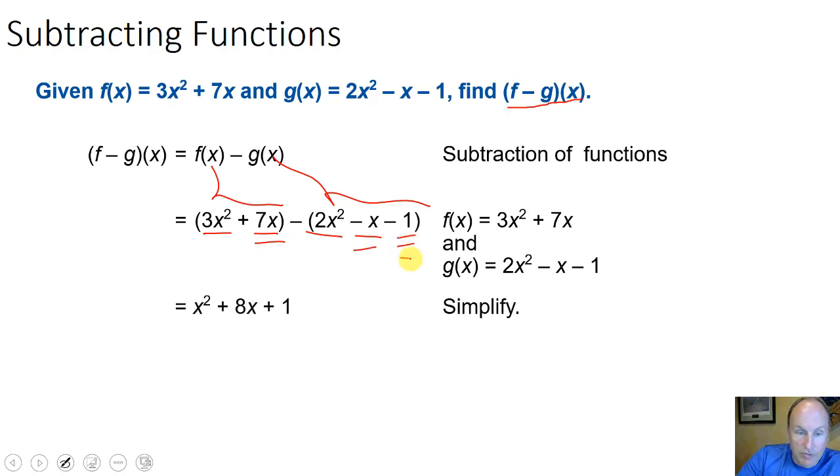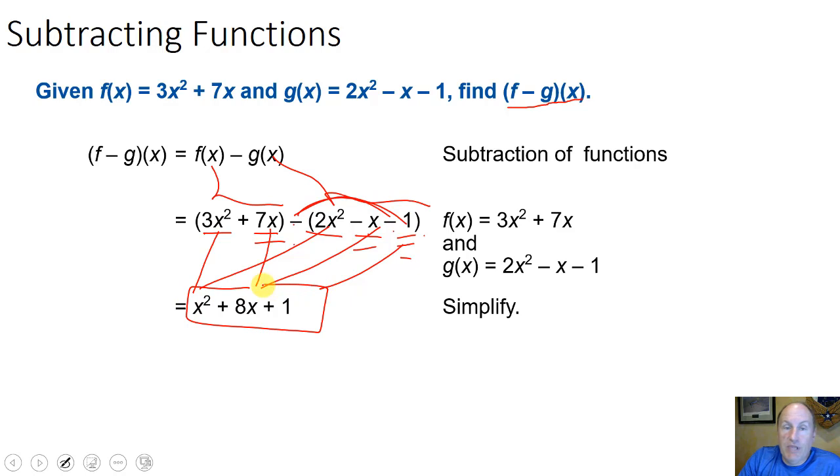We combine the like terms, we get 3x squared minus 2x squared, which is 1x squared, 7x minus negative x, which is positive x, gives us 8x. And then negative of negative 1 gives us positive 1. Be very careful with negative numbers.